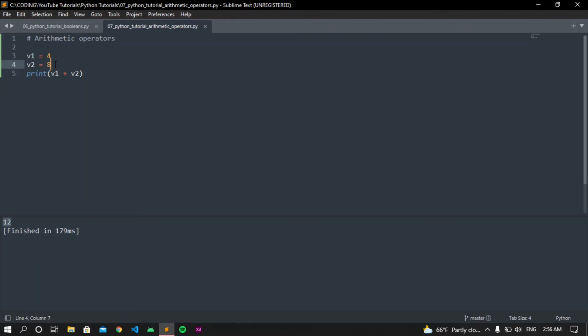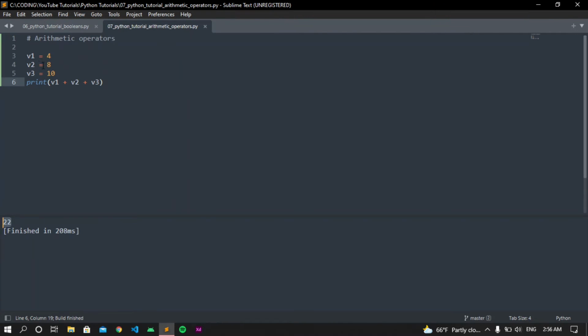You can add more than two numbers. For example, if I have a third variable here, let me call it v3 and give it a value of 10. If I add v1 plus v2 plus v3, I should get 22, just like that. Hit Control B and I get 22.